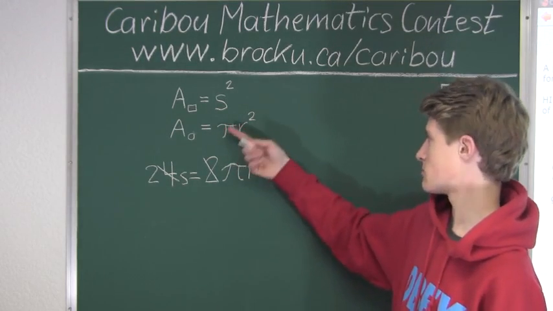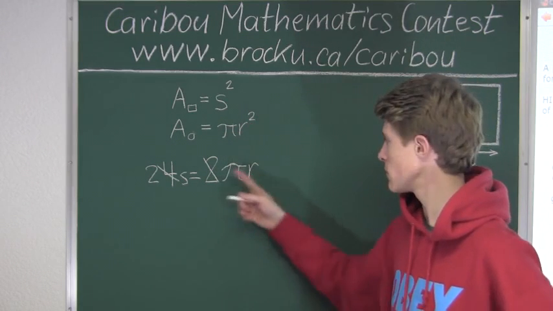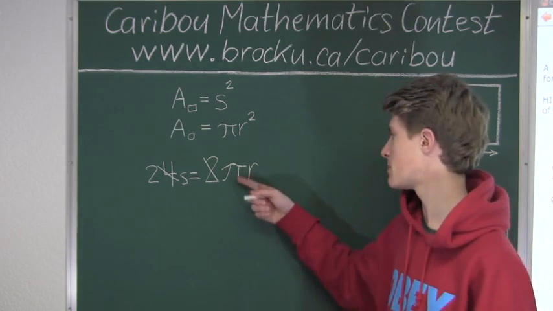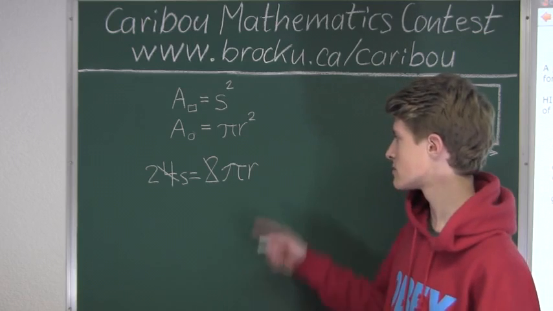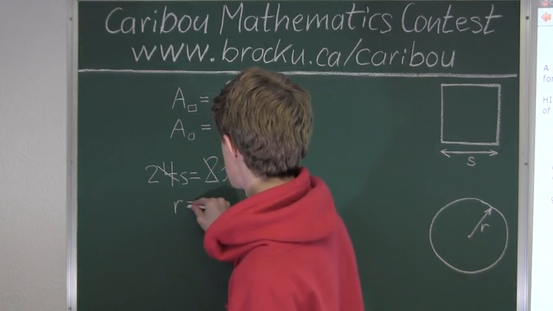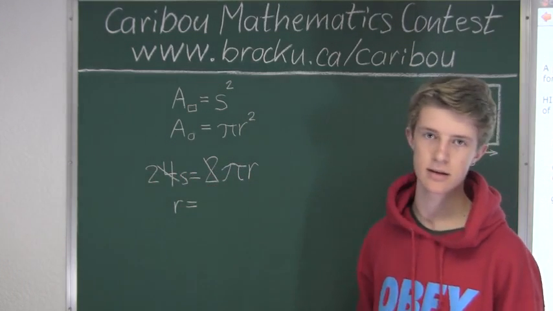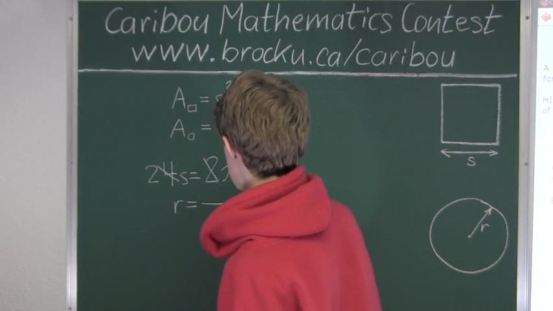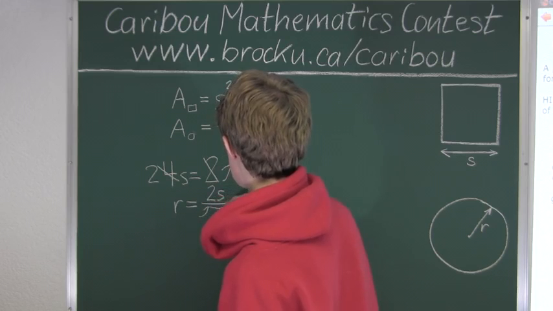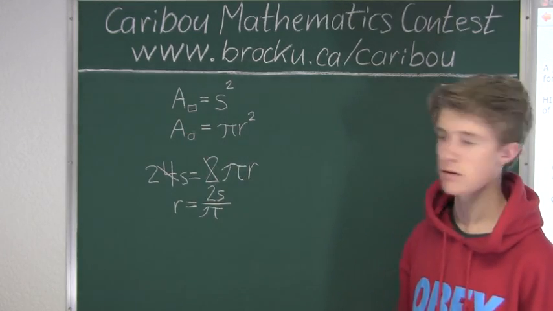So since we want to find out the area of the circle, which is pi times radius squared, we want to find what r is. So therefore we will single out r here. Since we have r times pi, we want to divide by pi, so we would need to do that on both sides. So of course we would just have r on one side, and then since we divide by pi on this side, we would have 2s divided by pi.